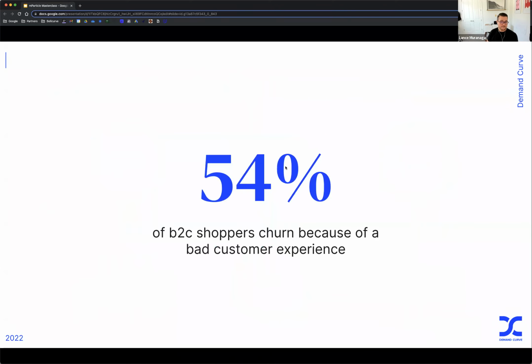The flip side of it is churn. When personalization isn't done at all, or if it's done incorrectly, 54% of B2C shoppers are going to churn because of a bad customer experience. So as a culture, modern shoppers are very much looking for a brand that they want to fall in love with and a brand experience. But at the same time, they're very quick to leave if they encounter an experience that isn't up to par.